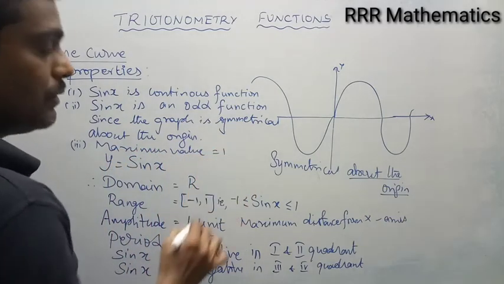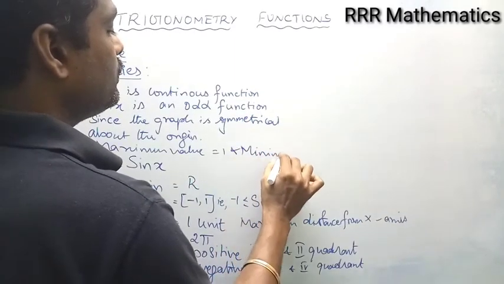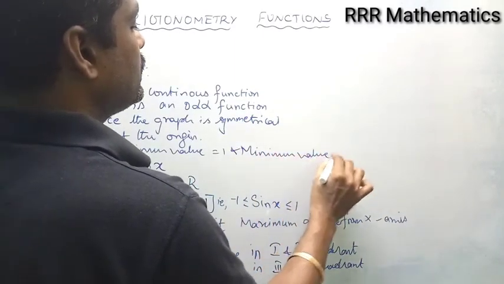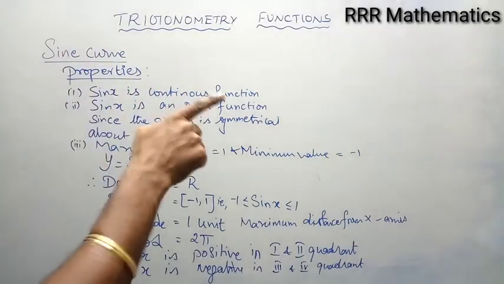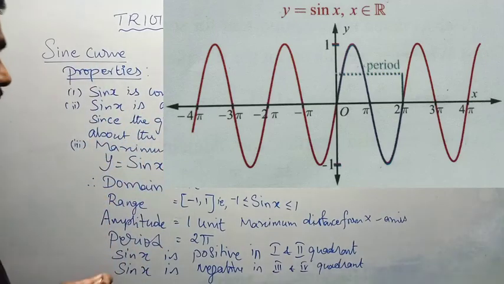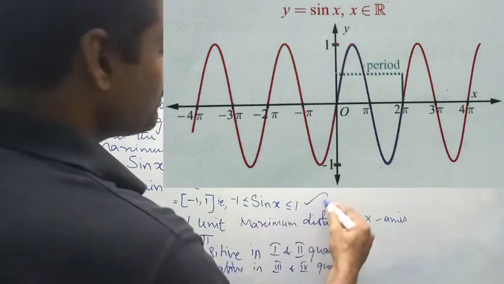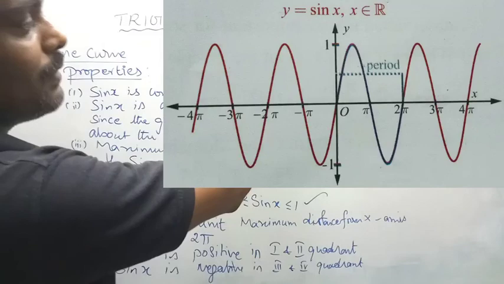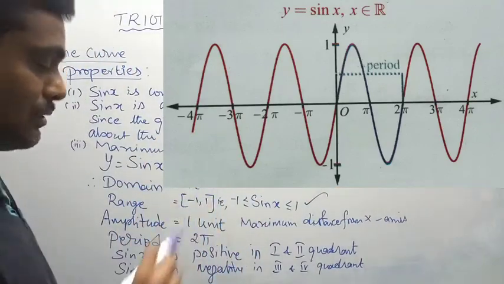Maximum value equal to 1 and minimum value equal to -1. I will repeat. When you see the graph, try to understand the graph. From the graph, the domain is R, because it takes all your x values. Range lies between -1 and +1. So maximum value 1, minimum value -1 when you see the graph. So the range is -1 to +1.